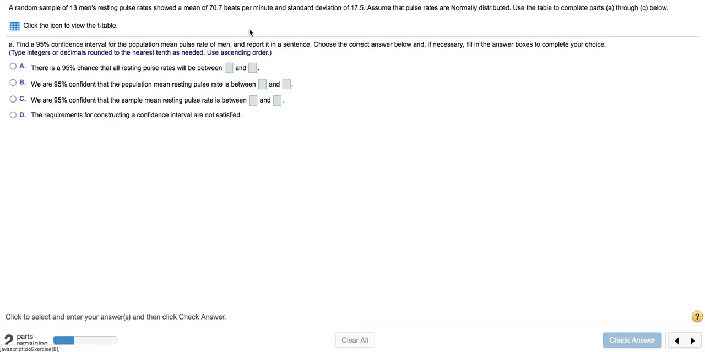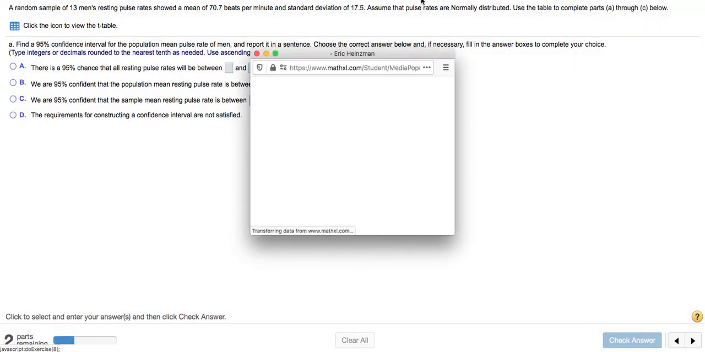A random sample of 13 men's resting pulse rate shows a mean of 70.7 beats per minute and a standard deviation of 17.5. We are asked to find a 95% confidence interval. So you can do this in StatCrunch, and I think that's the approach I'll take, where I'm going to open StatCrunch.